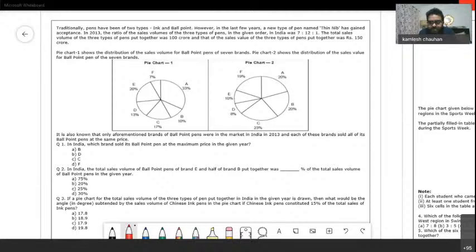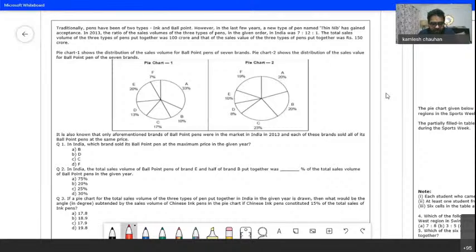Okay, so let's start the discussion, everyone. In this question, we are given three types of pens: ink, ball, and thin nib. We are given the ratio of sales volume of the three types of pens: 7, 12, and 11. The total sales volume of the three types of pens put together is 100 crores, that is, the number of pens they are talking about. The sales value of the three types of pens put together is rupees 150 crores, that is the value in terms of money.